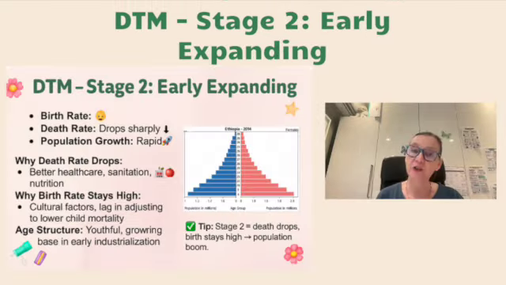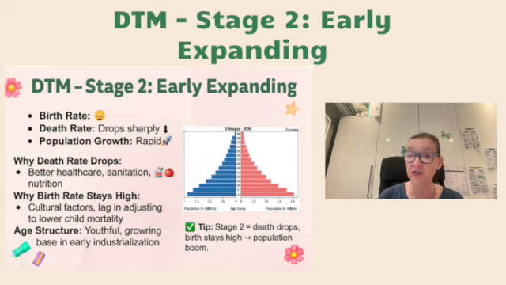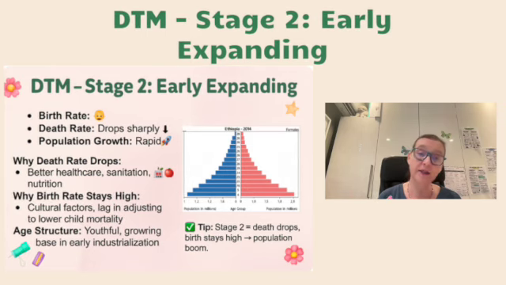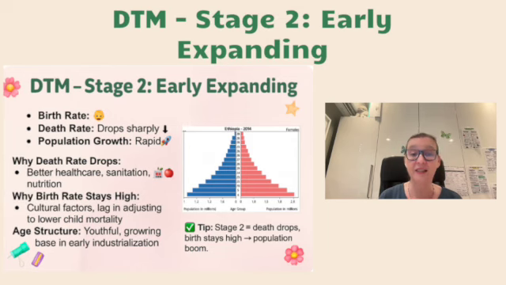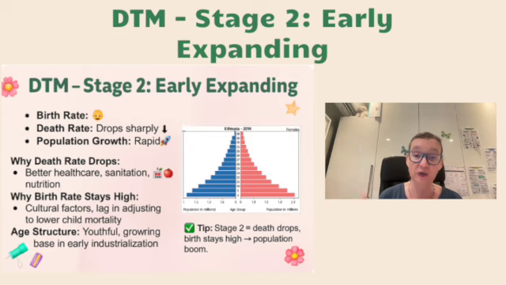So now let's talk about stage 2 of the demographic transition model, known as the early expanding stage. This is the stage where populations really start to boom. In stage 2, the birth rate stays high. Families are still having lots of children, but the death rate drops sharply, and that's the key change. When births stay high but deaths fall, the population grows very quickly.